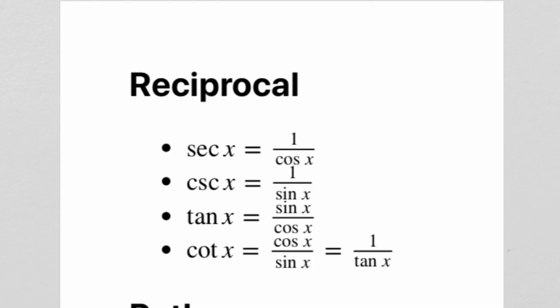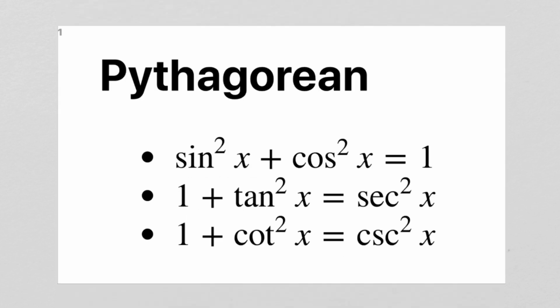The reciprocal of cosine is secant, which is 1 over cosine. The reciprocal of sine is cosecant. The reciprocal of tangent is cotangent. Pythagorean identities: sine squared plus cosine squared equals 1. 1 plus tangent squared equals secant squared. 1 plus cotangent squared equals cosecant squared.